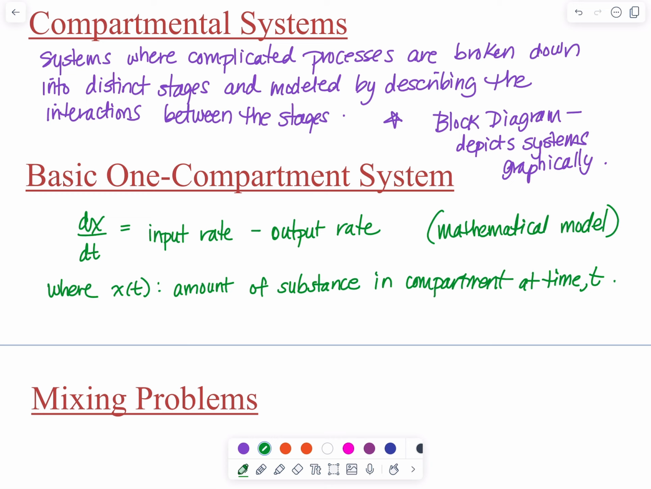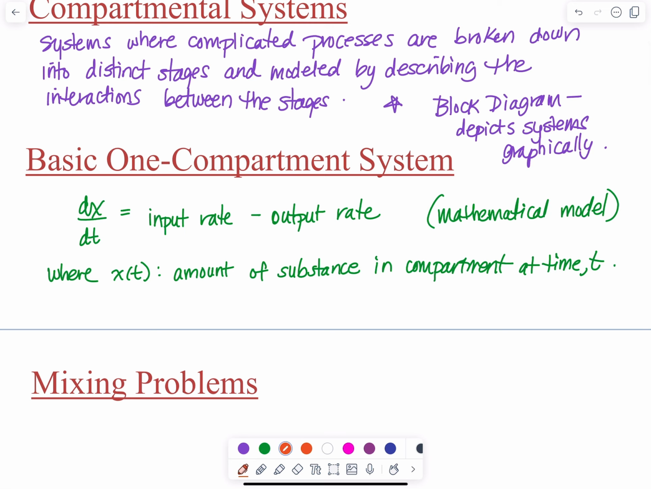And the input rate and the output rate means how the substance enters the compartment and how the substance leaves the compartment. So the input rate is how the substance enters the compartment, and the output rate is how the substance leaves the compartment. Okay?